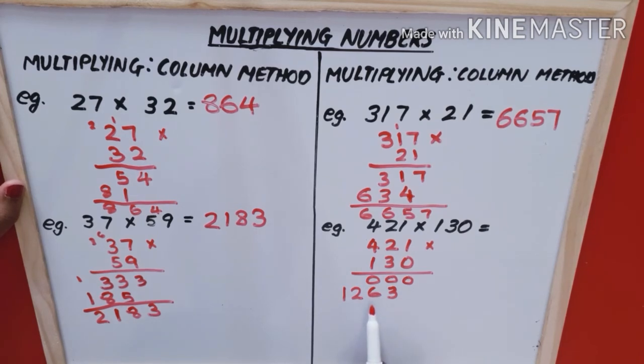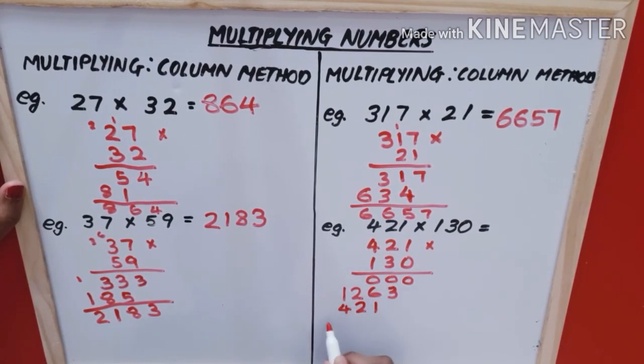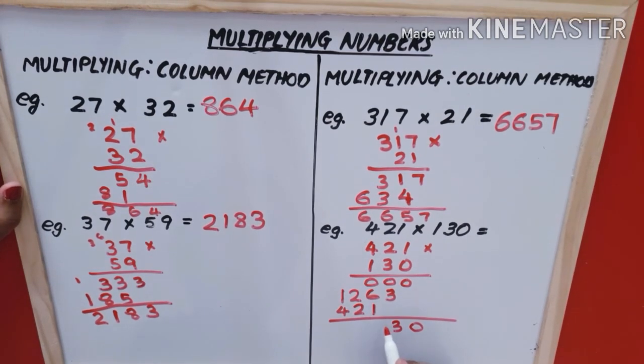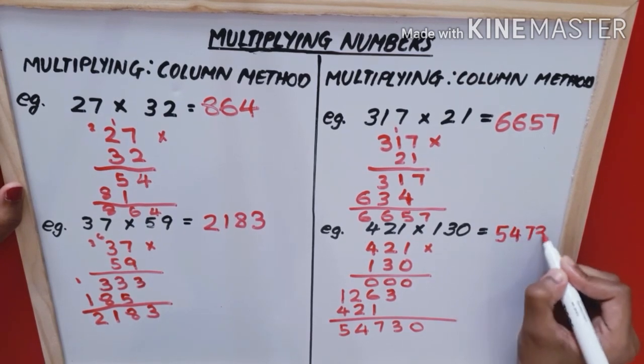Next, you do 1 times 1, which is 1. And you write this under the tens column. So under the 6, 1 times 2 is 2. And 1 times 4 is 4. Now you add up all the values. So you simply write down the 0. 0 plus 3 is 3. 0 plus 6 plus 1 is 7, 2 plus 2 is 4, and 1 plus 4 is 5. So you get your answer as 54,730.